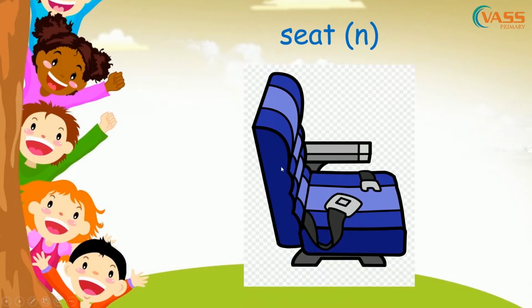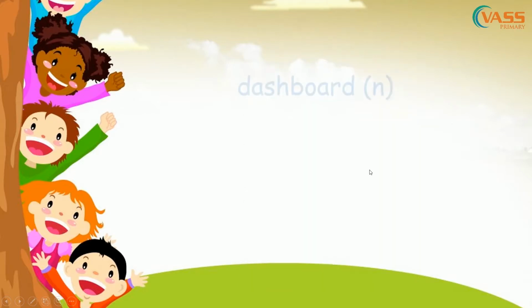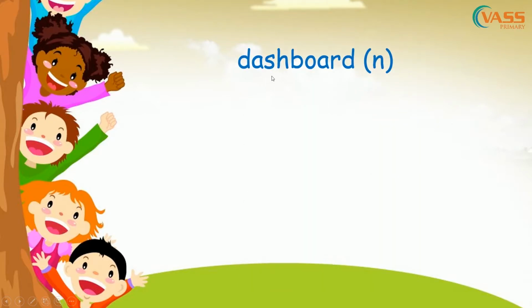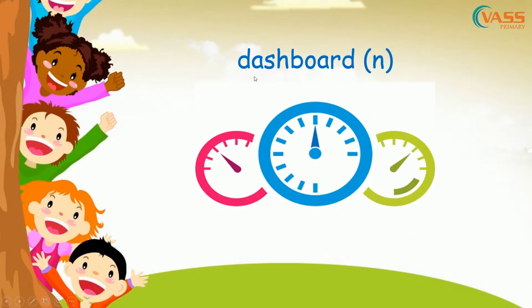Seat. Maybe you can find a seat on an airplane, in your classroom, or in a car. This is where you get to sit down. Dashboard. Repeat after me. Dashboard. A dashboard displays different kinds of information that we need while doing a particular job.